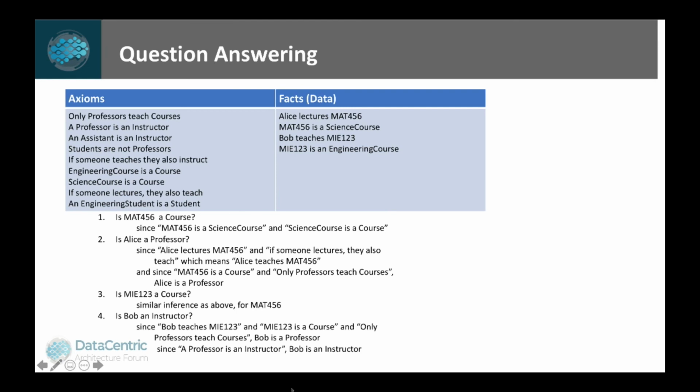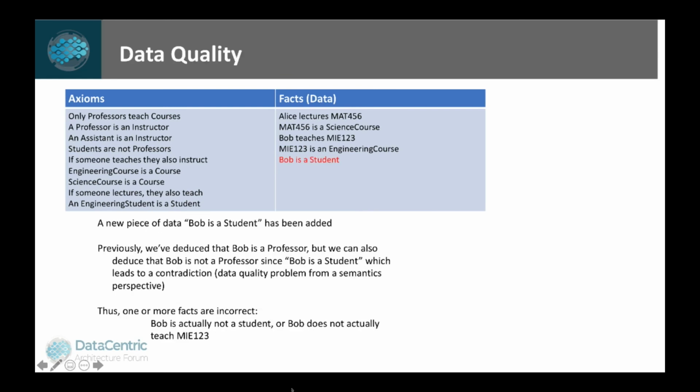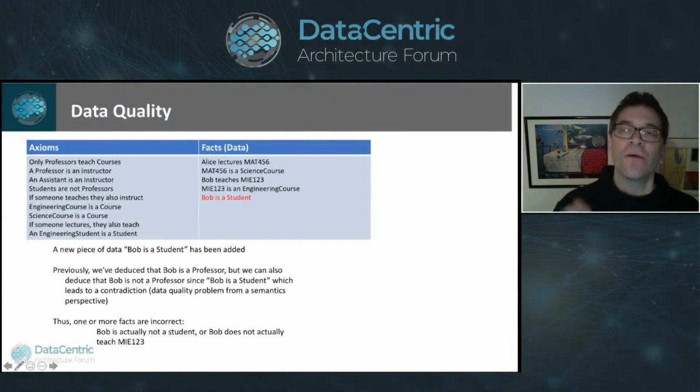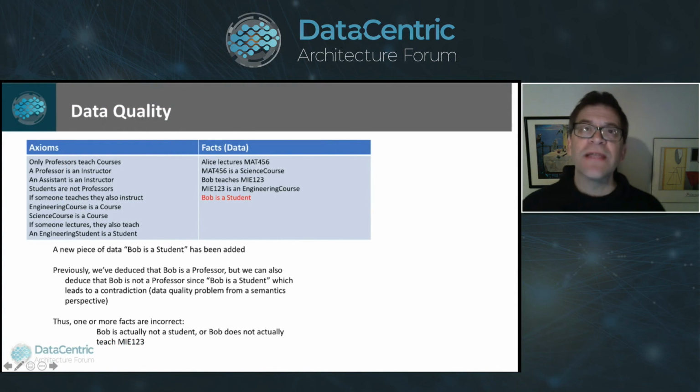Right, so data quality being the problem where I may have inconsistencies within my data. And so we can see on the next slide an example of this. This is kind of the same example, except here a little piece of data has been added that Bob is a student. Now again, just from the data alone, I can't tell whether or not there's any inconsistency in the data, right? I can't write an SQL query to find the data quality problem. However, note that previously we've deduced that Bob is a professor.